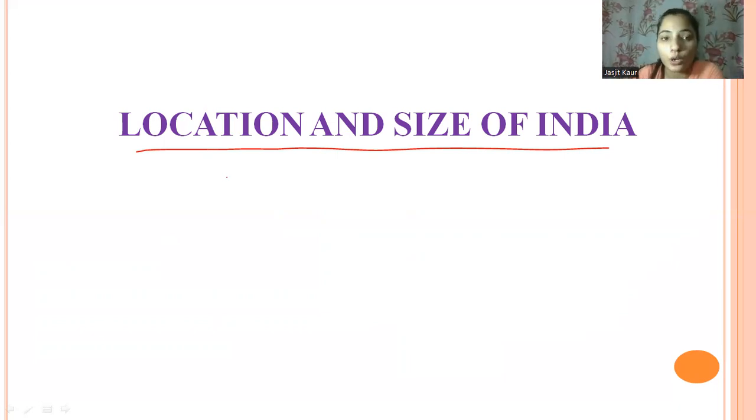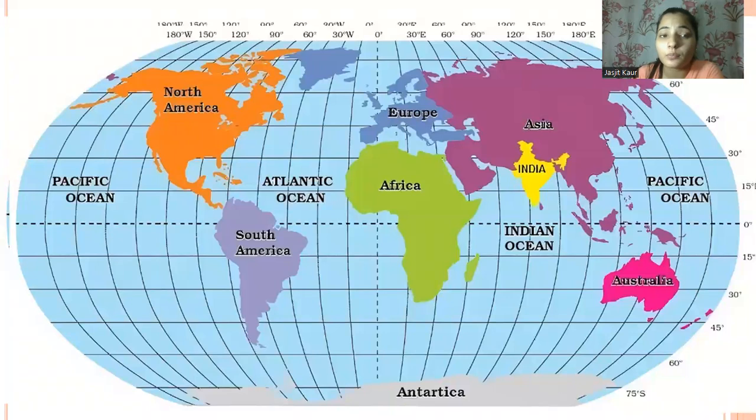So now moving forward, here is one map for you, or we can say a globe for you. Now tell me, what different things are you able to depict from this map, or what different things are you able to observe in this map? You can write your answer in the comment section.